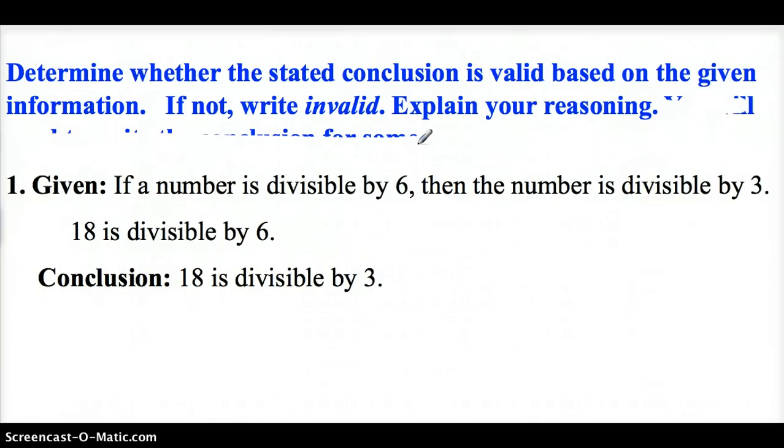So number one says, given if a number is divisible by 6, then the number is divisible by 3. So I have an if-then statement here. So this is if my P, then my Q.